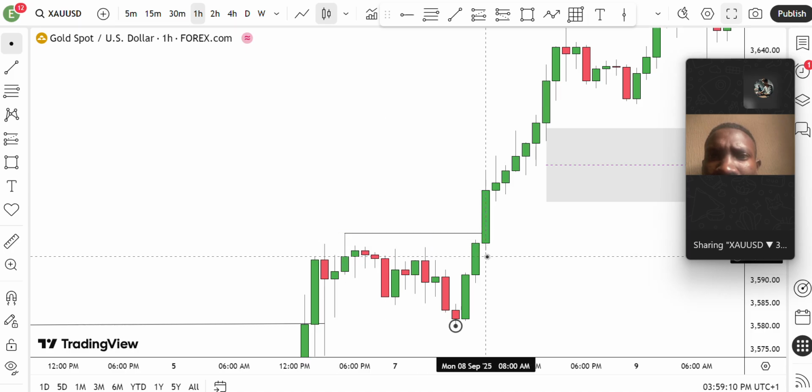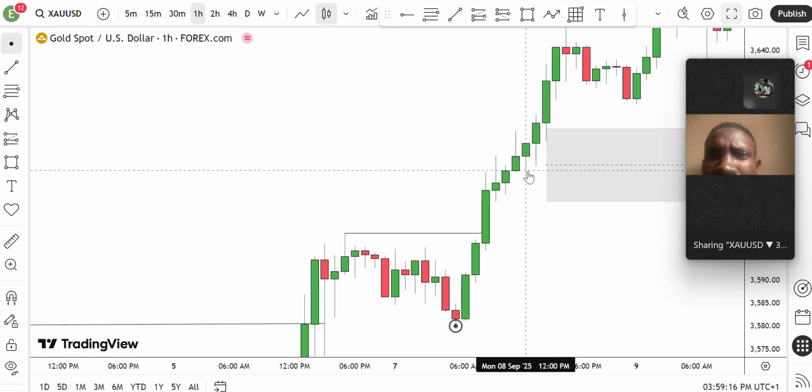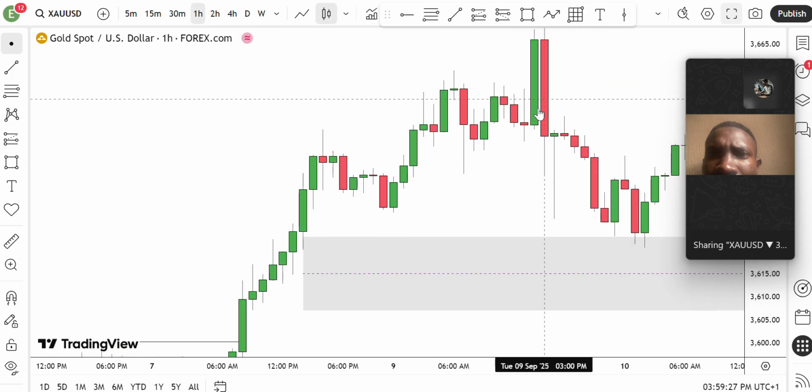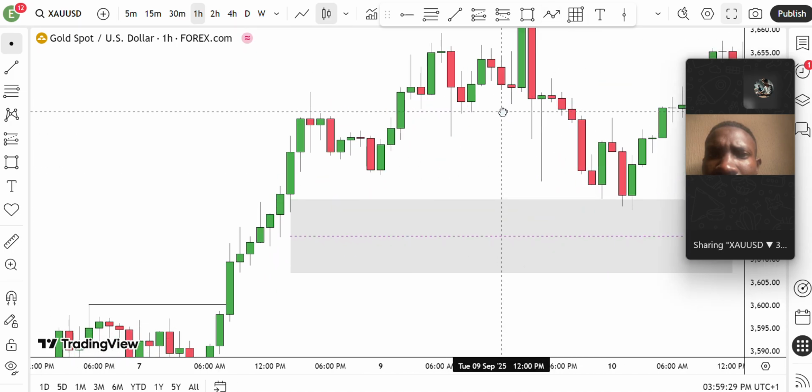Once we broke, this one became a candle, and then all of this one tapped into it. This one swept this, and went up there. And when price got here, it did not even come back here again. It just continued going, went as high as that, and took all of that.